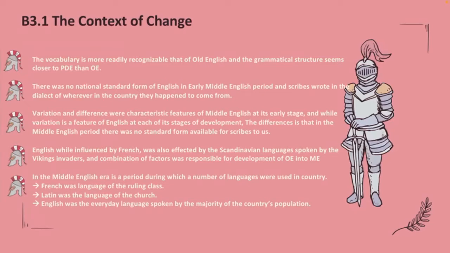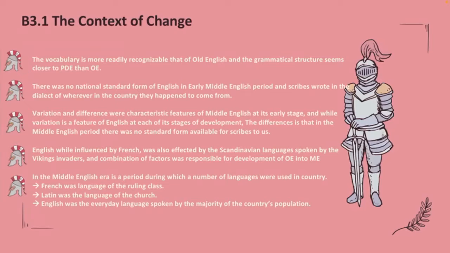The context of change. The vocabulary is more readily recognizable than that of Old English, and the grammatical structure seems closer to present-day English than Old English. There was no national standard form of English in the early Middle English period, and scribes wrote in the dialect of wherever in the country they happened to come from. Variation and difference were characteristic features of Middle English at its early stage, and while variation is a feature of English at each of its stages of development, the difference is that in the Middle English period there was no standard form available for scribes to use.